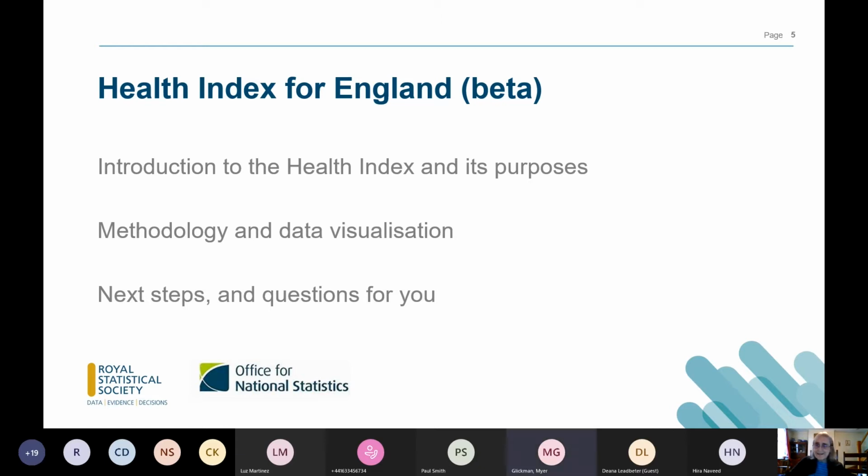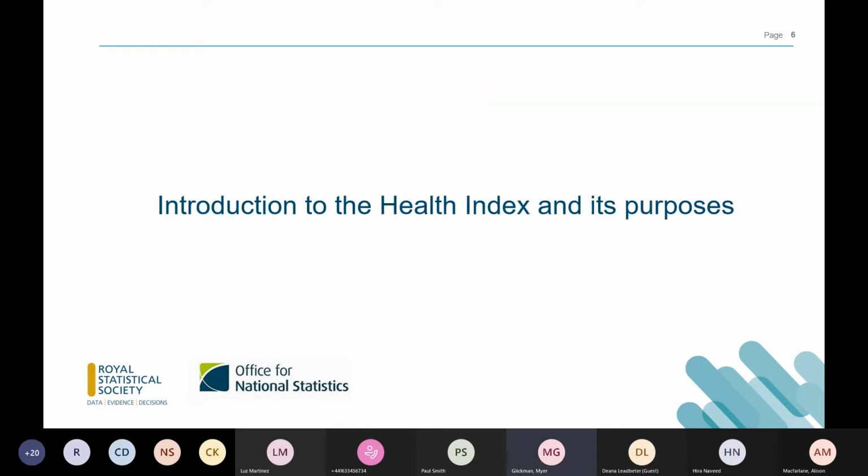You're away. So I'm going to give a brief introduction about the Health Index, and then Greg is going to go into more detail and give a demonstration of the beta version and what you can do with it. And then after that, it's very much about questions, discussion, and getting your input into the consultation, which is still going on and will end quite soon, and which will then lead to a final version being published. So, introduction.